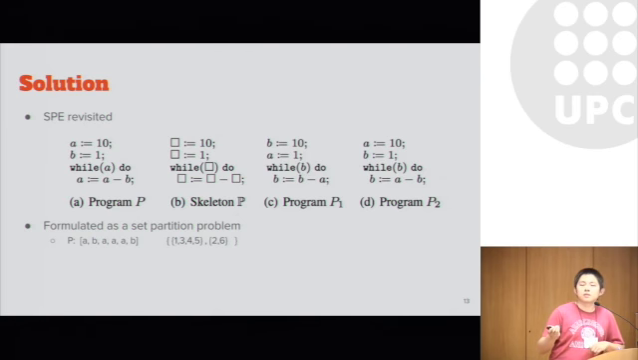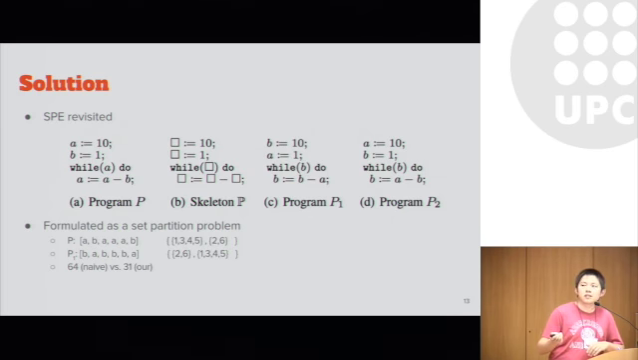The set partition problem is a well-known combinatorial problem, and there are existing algorithms that can solve it. The number of unique set partitions is called the Stirling number of the second kind. For P1, the subset configuration is like this, and we can easily see that both of them are identical because the subset name does not matter.